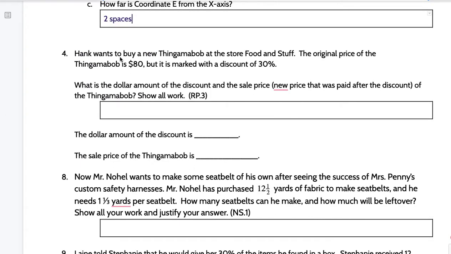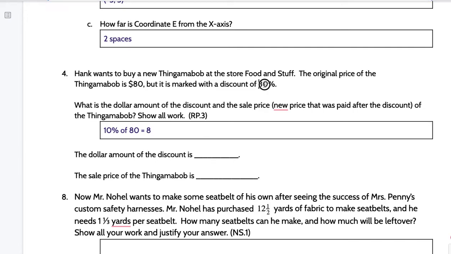Okay, 4. Hank wants to buy a new thingamabob from the Food and Stuff. The original price is $80, but it's marked with a discount of $30. What is the dollar amount? The easiest way to solve this is just to find 10% of 80, right? You move the decimal. That's 8. So that means 30% would be 3 times 8, which is 24. So the discount is $24, and the price would be 80 minus 24, $56.